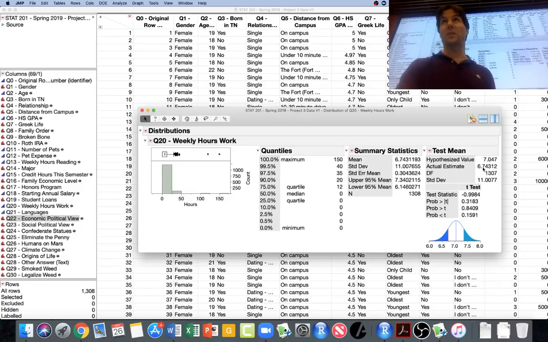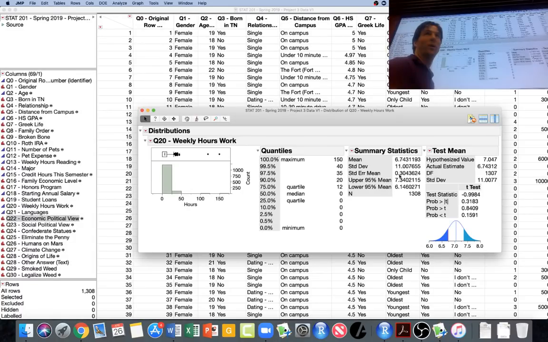Sample size right there. And the standard deviation is 11. What do you think 11 over the square root of 1308 is? It's probably 0.3. If you have 6.7 and you go up 0.3 and 0.3 again, how many times have you gone up 0.3? 2. And you'd get 7.3, right?